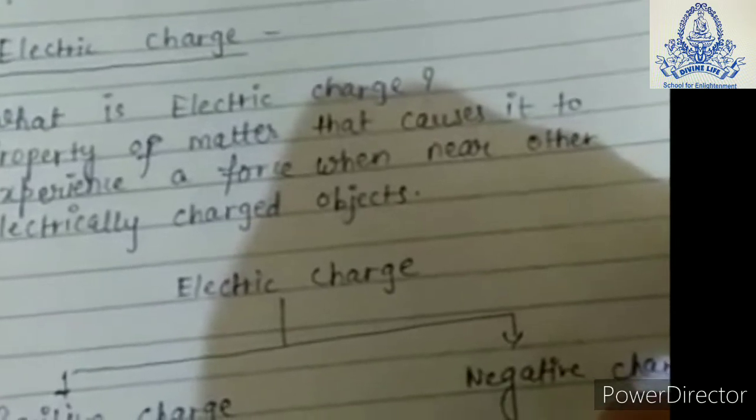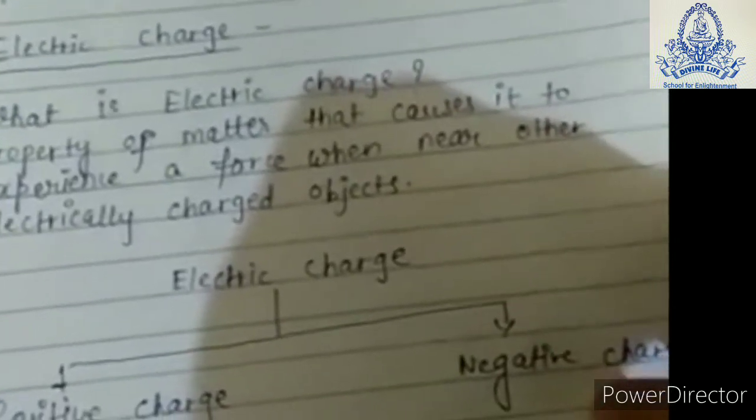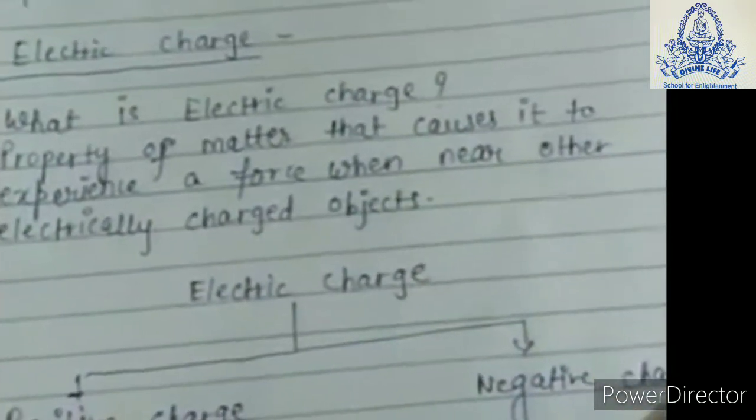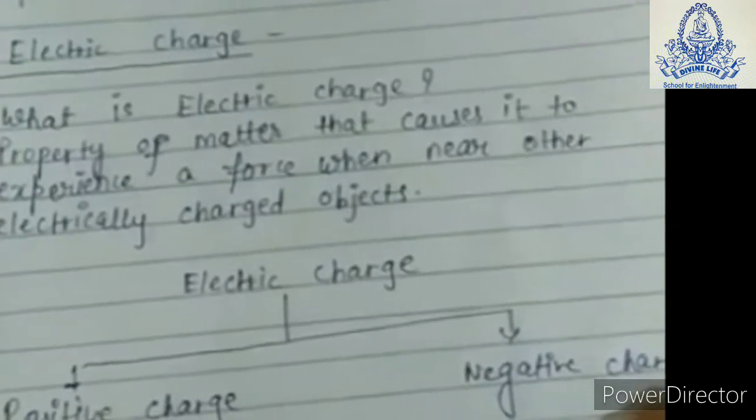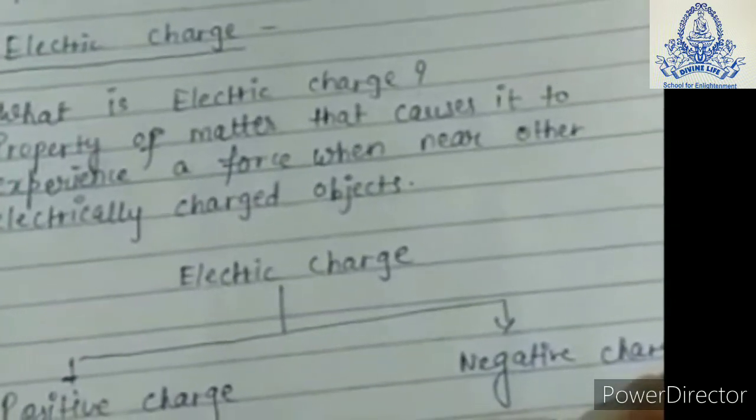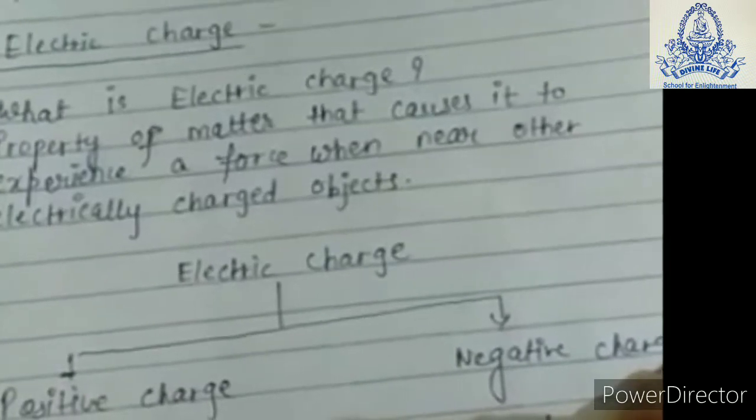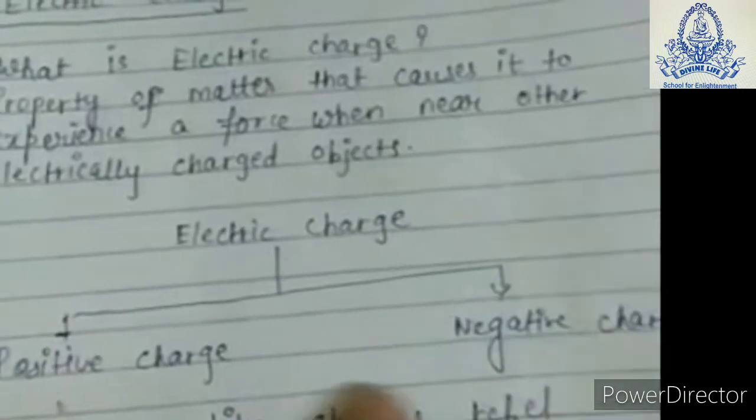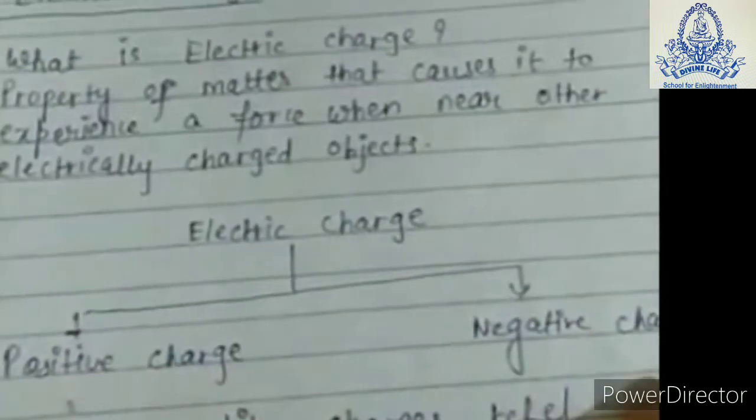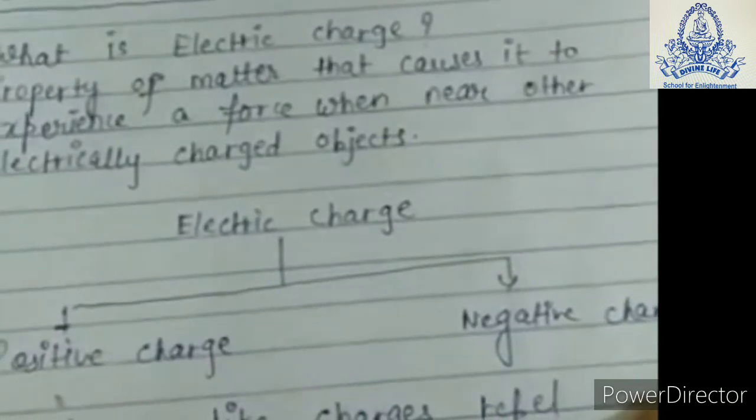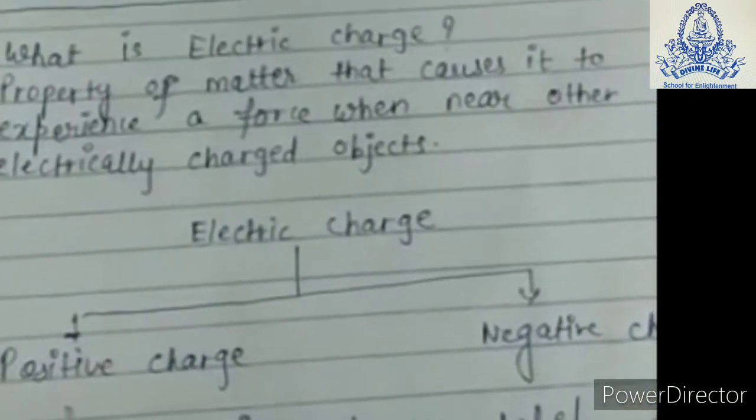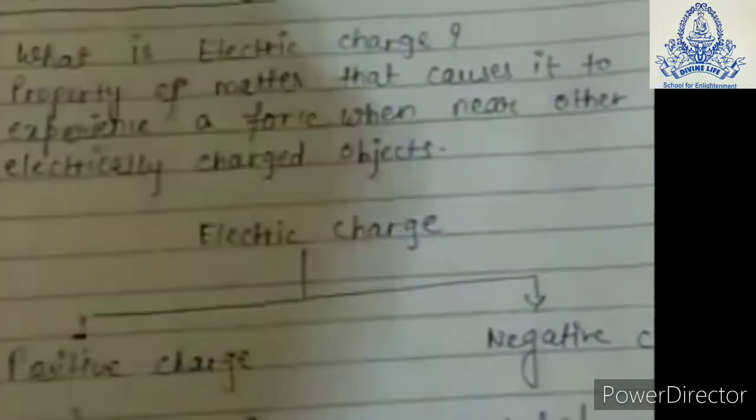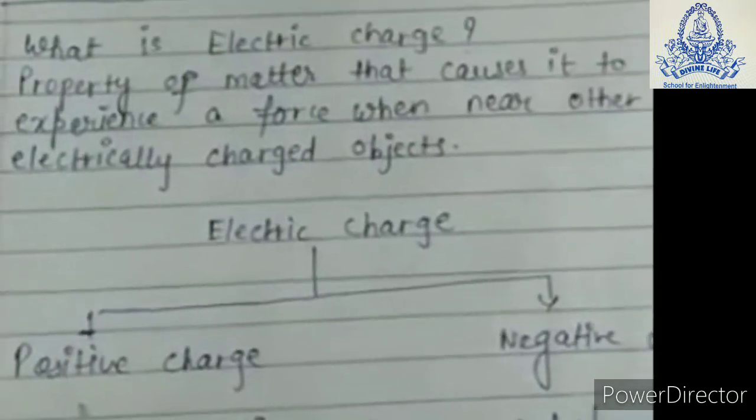I hope you understood the concept of electric charge. What is electric charge? It is a property of matter that causes it to experience a force when near other electrically charged objects. And we have studied that charge can be categorized as positive charge and negative charge. Now, here comes a new concept: how will you say that a body is positively charged or negatively charged?